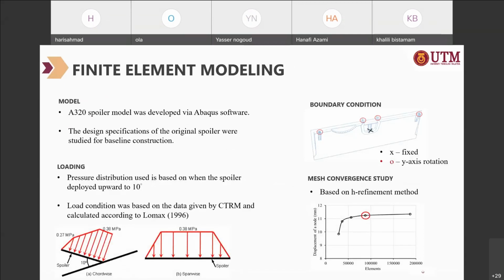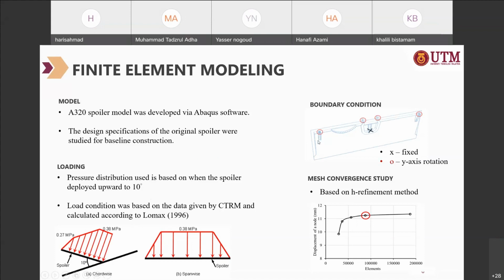For the finite element modeling, the A320 spoiler model was developed via Abaqus software, and the design specification of the original spoiler was studied for the baseline construction. For the loading, the pressure distribution used is based on when the spoiler is deployed upward to 10 degrees. This load condition was based on the data given by the company CTRM, Composite Technology Research Malaysia, and calculated according to LOMEX in 1996. The pressure distribution is shown in this slide at the bottom left.